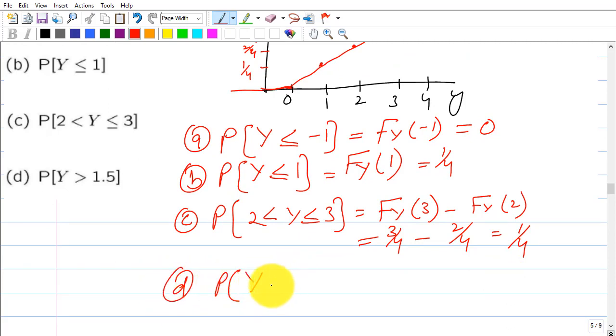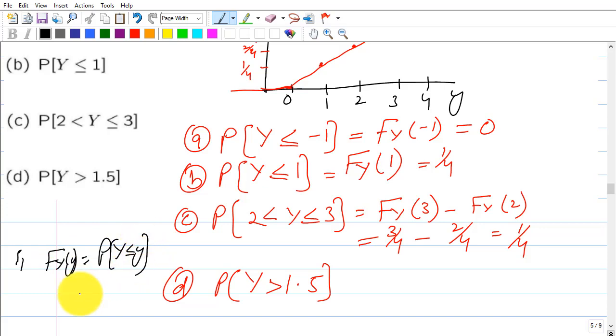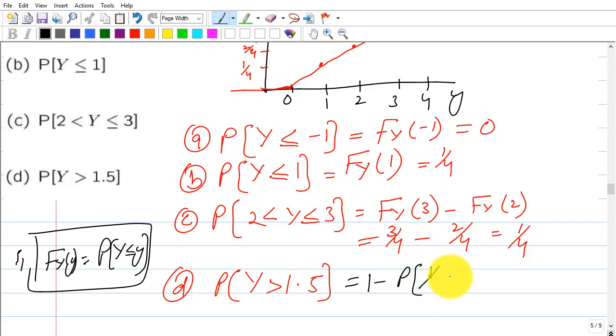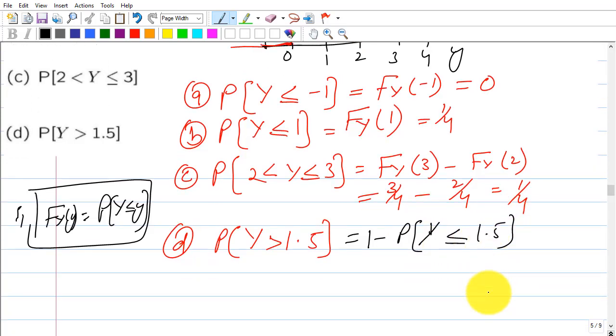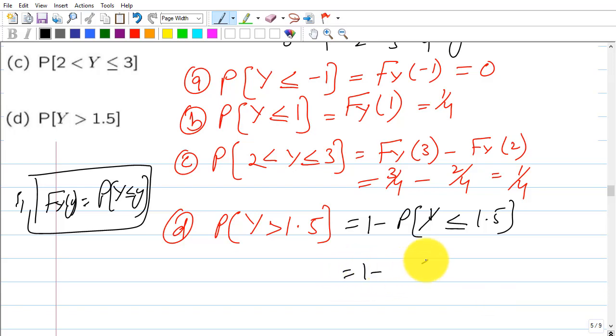probability of y is greater than 1.5. So again, remember, we have to put it in the proper relation, because Fy of y is defined as probability of y is less than or equal to y. So we have to put this relation in this form. So we can use the complement law that we have studied in the first chapter. 1 minus probability of y is less than or equal to 1.5. Now that would be simply 1 minus Fy of 1.5.